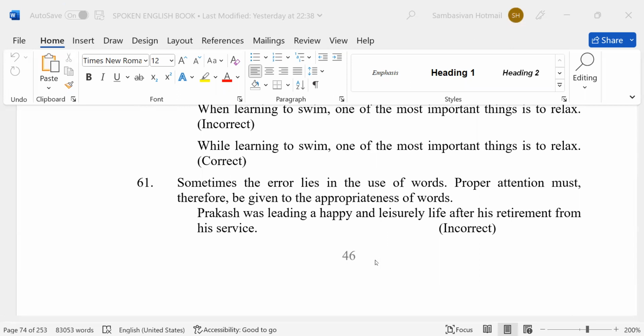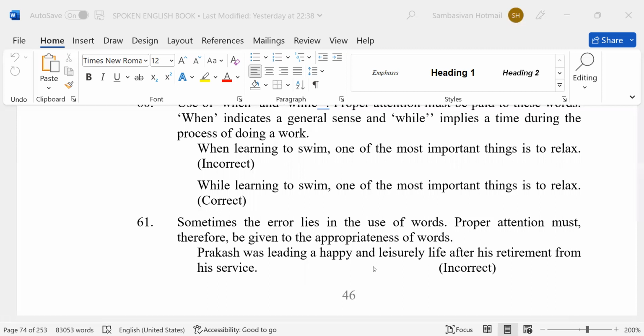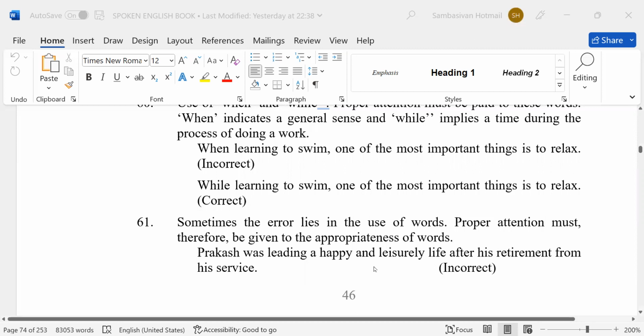Proper attention must therefore be given to the appropriateness of words. Prakash was leading a happy and leisurely life after his... What is that word? Leisurely. Leisurely. What is the meaning of leisure? आराम से. Okay. आराम. Leisure means not having any tension.